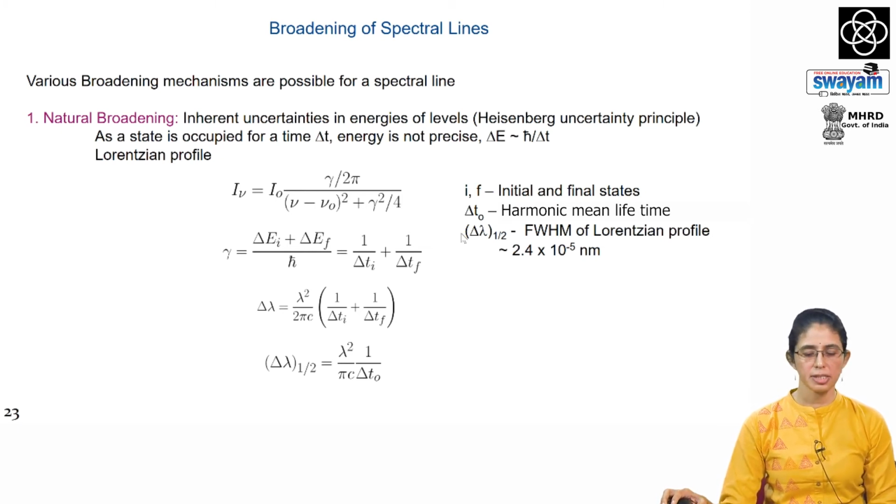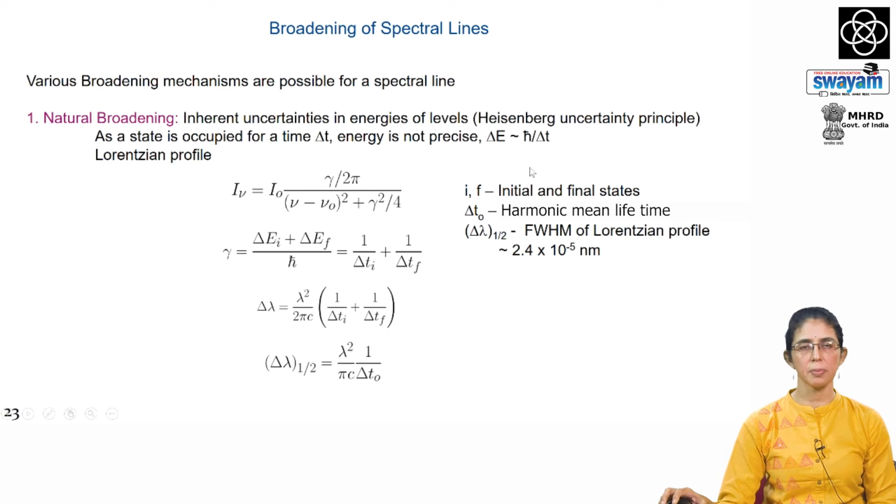The first is natural broadening. Natural broadening is the inherent broadening due to inherent uncertainties in the energy levels involved in the transitions. This uncertainty is the outcome of the Heisenberg uncertainty principle. As a state is occupied for a finite amount of time, the energy of the state is not precise and is given by delta E is h cross by delta t.